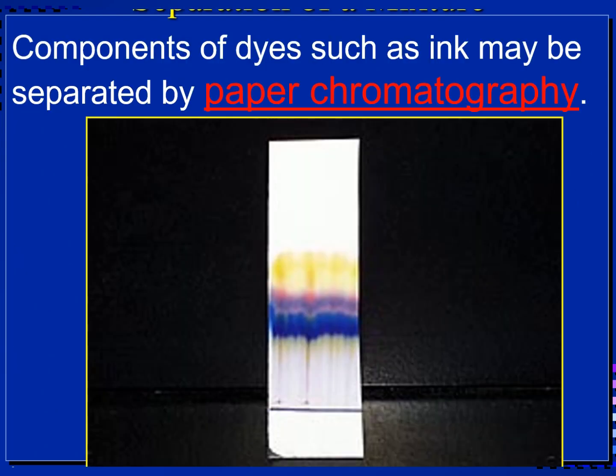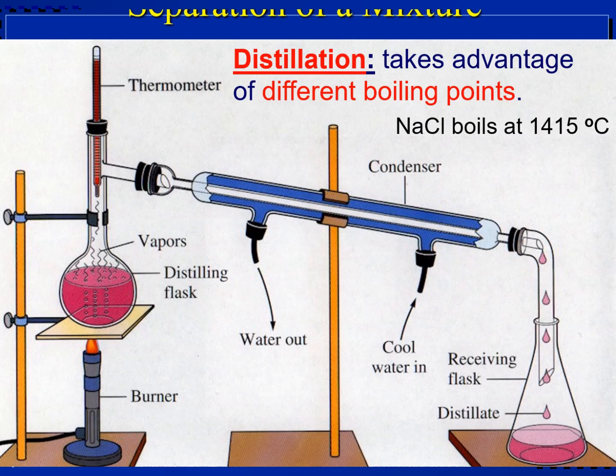There's another one called paper chromatography. We'll use this one a lot more in college than we probably will here, but we can use this with inks and dyes and things like that. Basically, what you end up doing is you have a solution that starts at the bottom where that solid line is, and it travels up the paper, and the stuff just separates out into the individual components that it was comprised of. We use that one a lot.